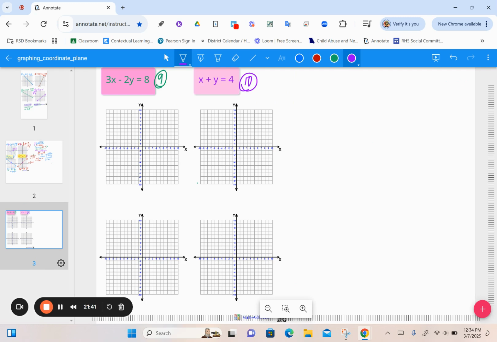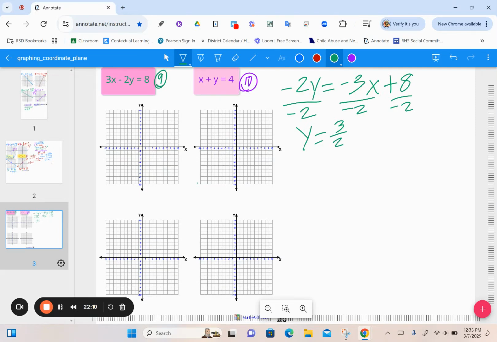All right, last two questions. 3x minus 2y equals 8. X plus y equals 4. Try number 9. Try to solve the equation for y and then graph it. So hopefully you paused it. Negative 2y equals negative 3x plus 8. Then you divide by negative 2. And that gives me y equals 3/2 x minus 4.